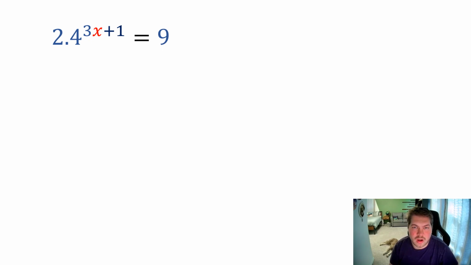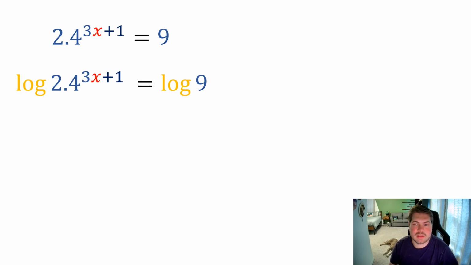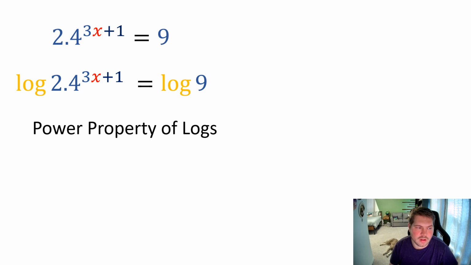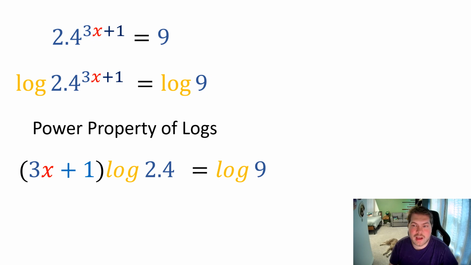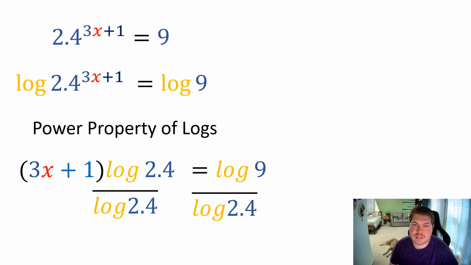So to solve this, we're going to log both sides. And then we can use our power property of logs to get rid of our exponent, or not get rid of it, but to move it to the front so that it's out of the way of this 2.4. And now to get rid of the log 2.4, we can divide log 2.4 on both sides. They cancel out on the left side. And then you can plug log 9 divided by log 2.4 on your calculator. You can't do this in your head.